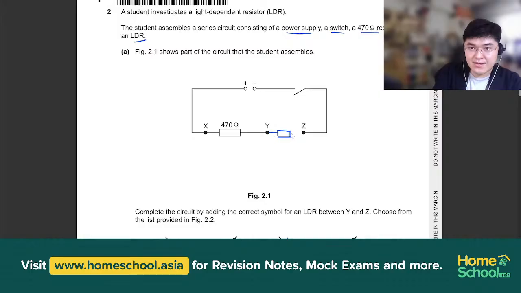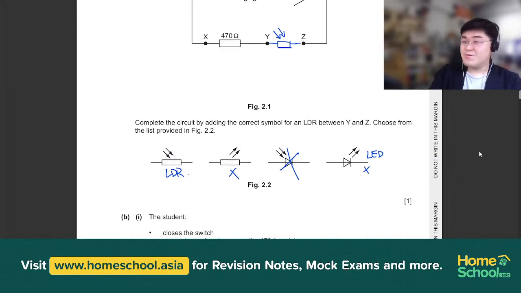Like this. And just draw the 2 arrows pointing into the LDR. Okay, this is not the cleanest job, of course. I'm not a good artist, but let me just draw this nicely. All right, here we go. Okay, so there we go. This is the LDR. We put it over here, and as long as you select the correct symbol and put it into the circuit properly, you should be able to get your first mark.